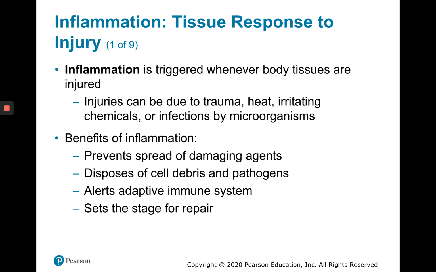There are plenty of benefits to inflammation because inflammation tends to prevent the spread of the damaging agents, whether they're pathogens or just damage to tissue. We're able to dispose of cell debris and pathogens by using phagocytes. We also alert the adaptive immune system in case the innate system is not able to control the infection at a particular injury site. We also see that inflammation sets the stage for repair by bringing all of the components needed for healing to the area that's infected or injured.